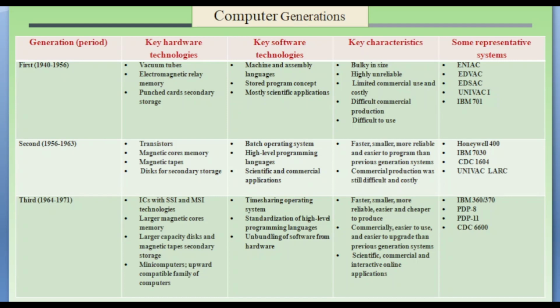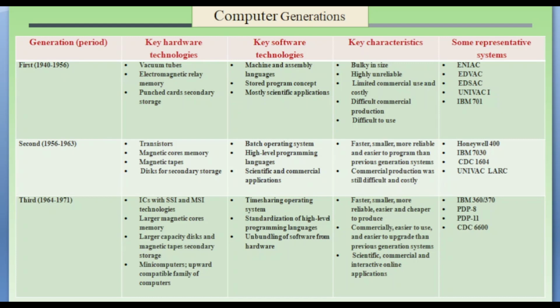The second generation of computer was based on transistor technology and spanned from 1956 to 63. These computers were smaller, faster, and more reliable than the first generation of computer. Examples of second generation computers include IBM 7030, 7090 series, UNIVAC Lark, etc.